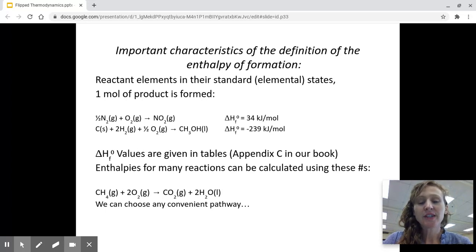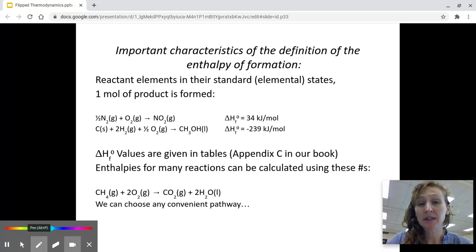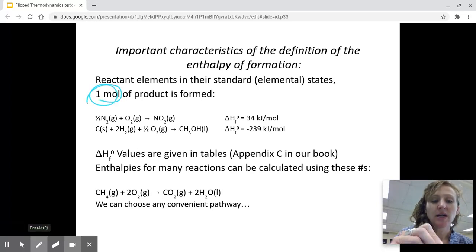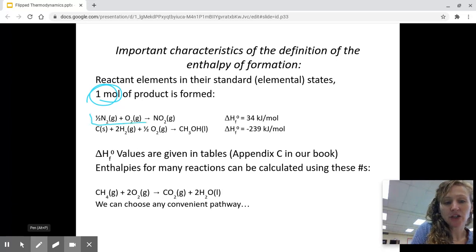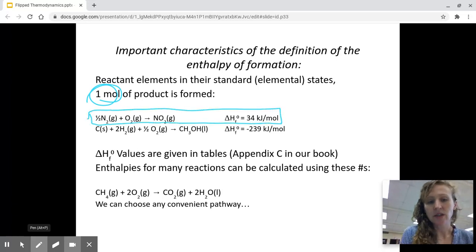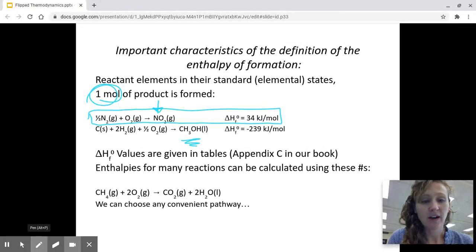So this just kind of recaps what we talked about before. Remember that enthalpy is dependent on the amount of product that's there. So you have to balance it so that there's one mole of product formed, like this top reaction does. It balances so that there's one mole of nitrogen dioxide. Same thing here. Notice it's balanced so that there's one mole of methanol.